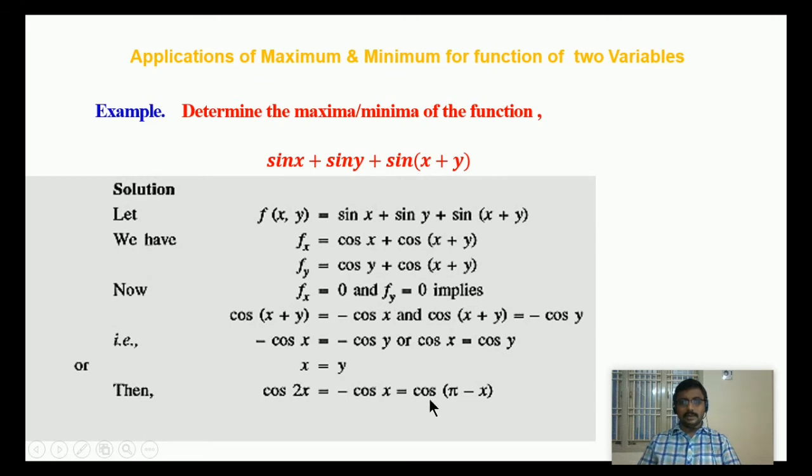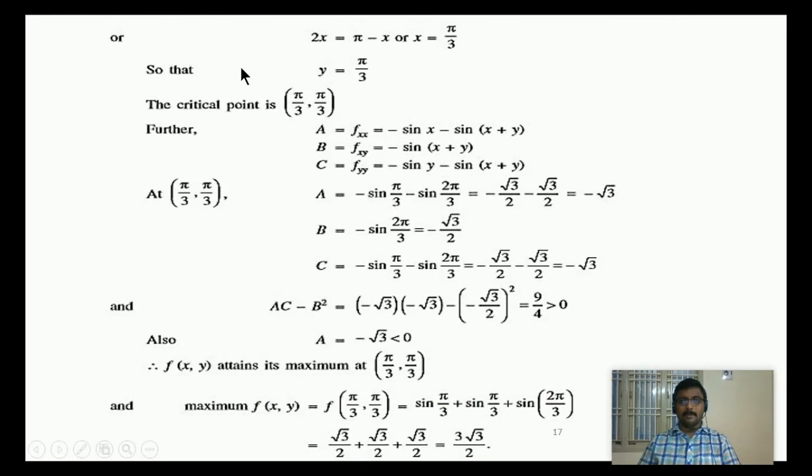So negative cos x can be written as cos of pi minus x. So we will have cos 2x equals cos of pi minus x. Now applying cos inverse on both sides, we will have 2x is pi minus x. Now negative x, let it go to the left hand side, it becomes positive. That is 2x plus x is 3x, 3x is pi, which implies that x is pi by 3. Since x equals y, we will have y is also pi by 3. So we have a stationary point, that is pi by 3, pi by 3.